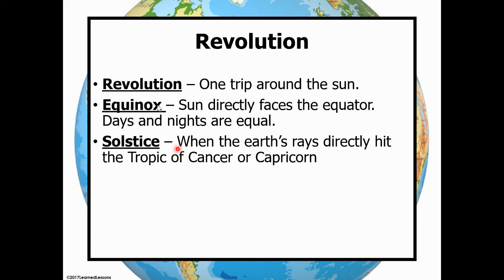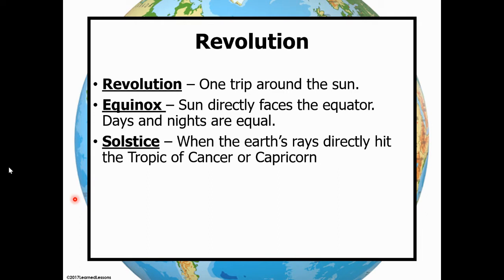So 4 times a year, the sun is going to directly hit 3 different areas of the Earth, okay, as we revolve around it. On an equinox, the sun is directly going to face the equator, and that's going to cause days and nights to be equal on the equator. A solstice, on the other hand, is when the Earth's rays directly hit the Tropic of Cancer or Capricorn.